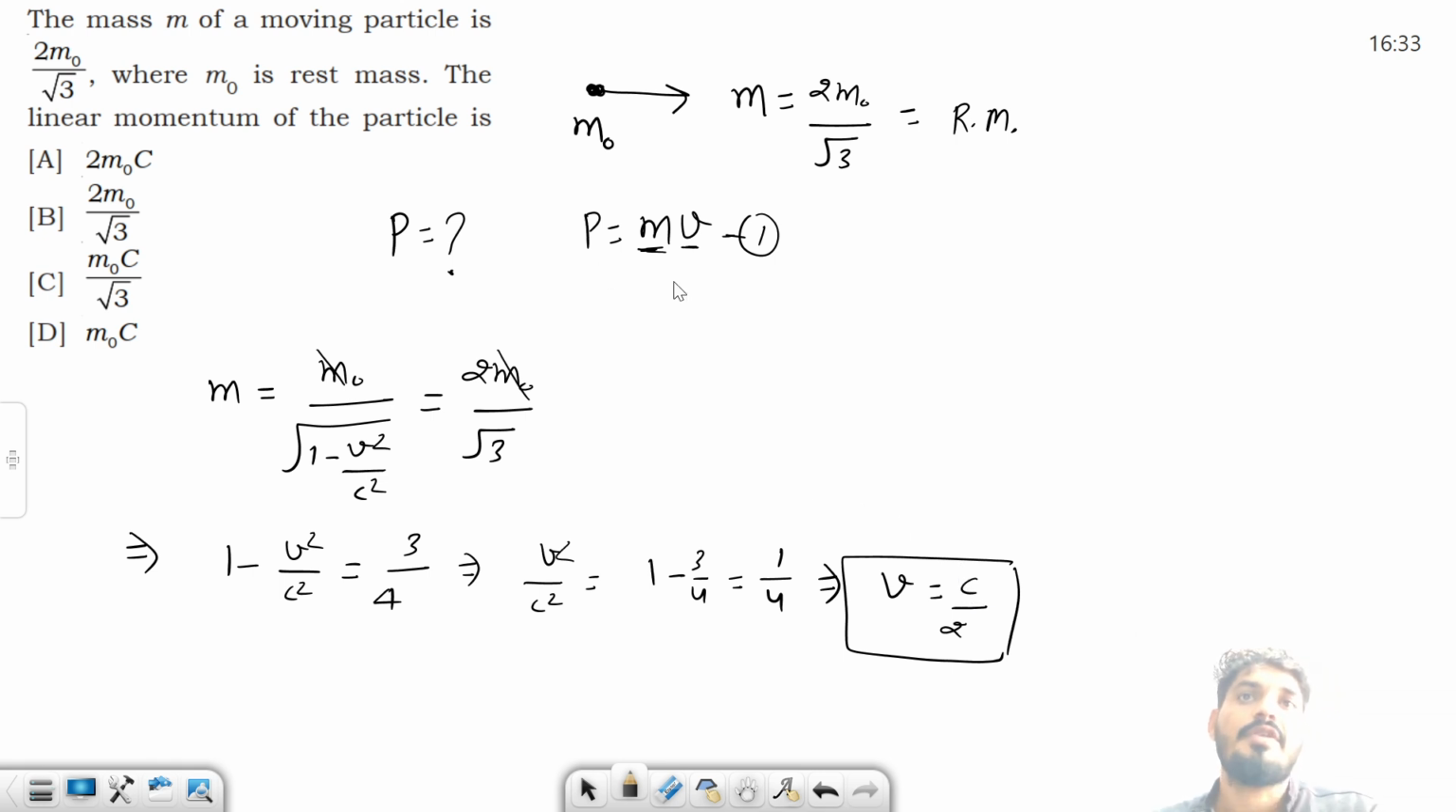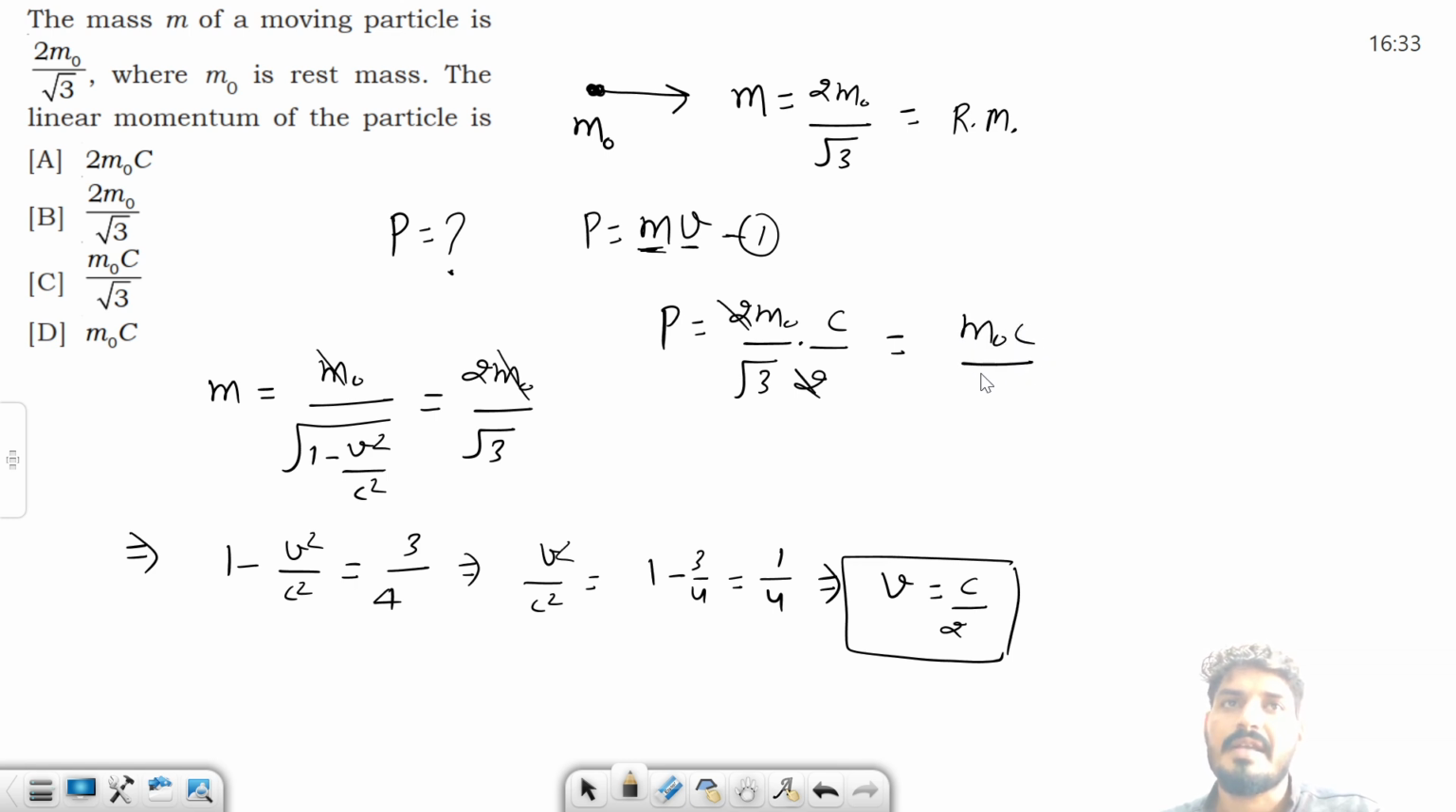Fine. Now you can put in this formula that momentum p is nothing but m, which is already given to us, 2m naught by root 3 into c by 2. This 2 and 2 you can cancel. So this is m naught c by root 3. This is the answer. This one, m naught c by root 3.